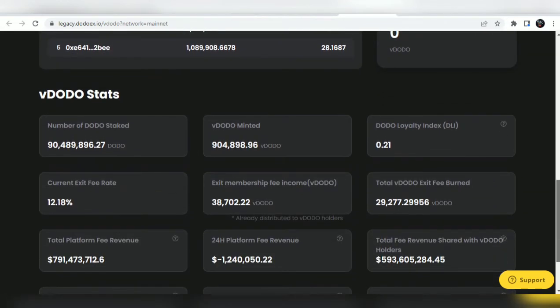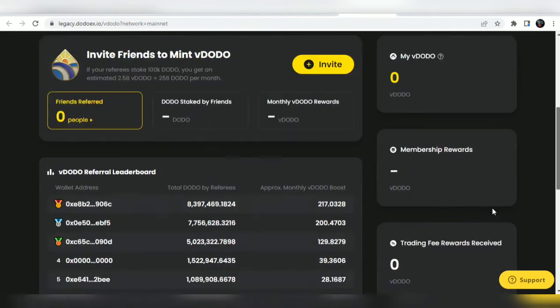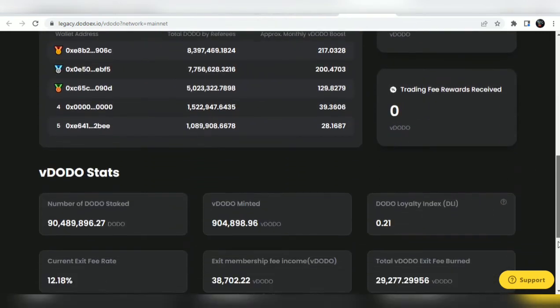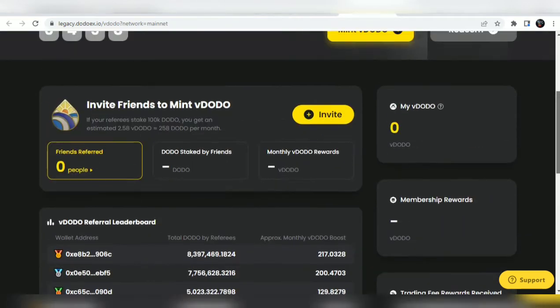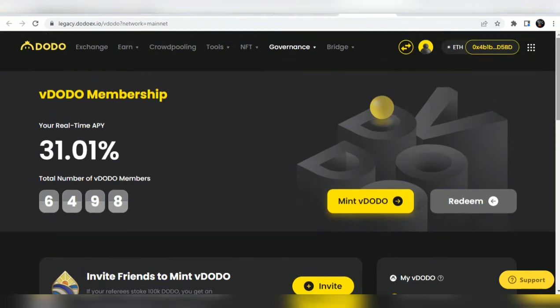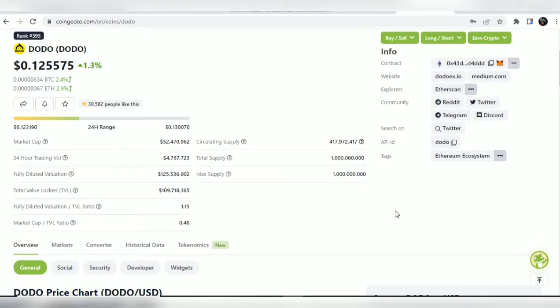To redeem VDODO, there is a fee attached to it. At the time of the video, the exit fee rate is 12.18% for redeeming your VDODO to become DODO tokens. So let's go over to the tokenomics of this coin. Now onto the tokenomics of the VDODO, the price history, price prediction, and possible price analysis for this protocol.